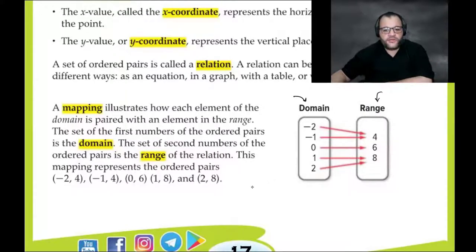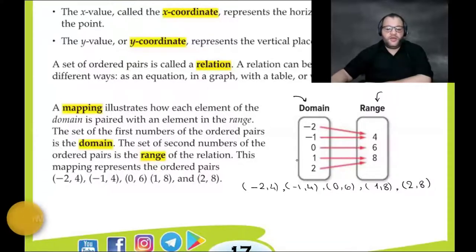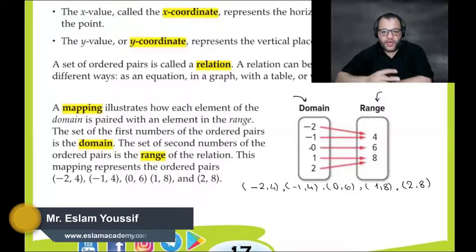Yes. What is the first ordered pair that we have? Negative 2, 4. And the second one? Negative 1, 4. After that, 0, 6. After that, 1, 8. Then 2, 8. That's how we can convert the mapping to the ordered pair, how we can convert between the ways of representing the relations.